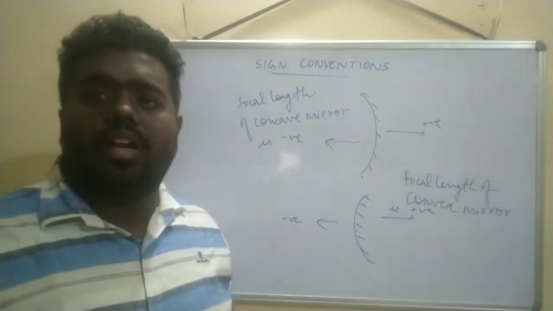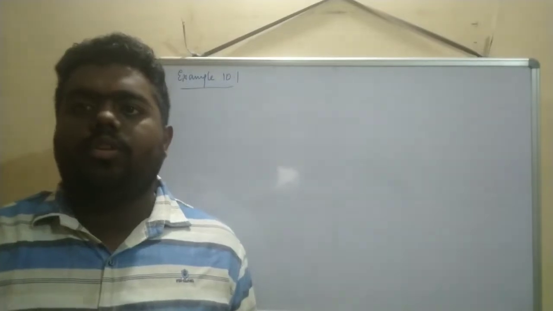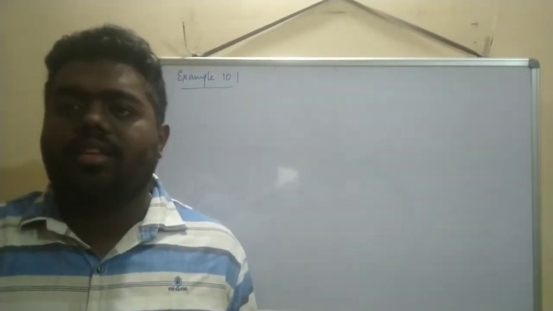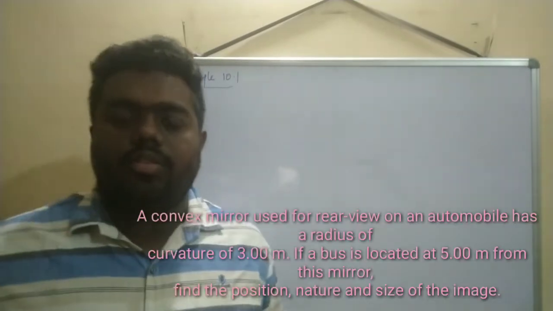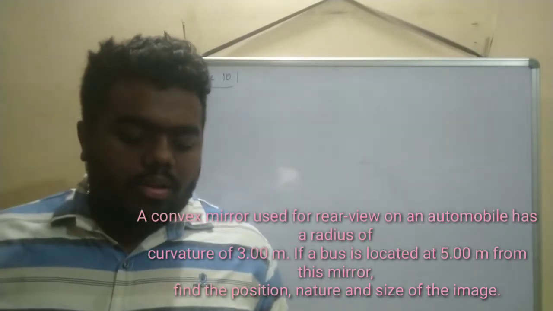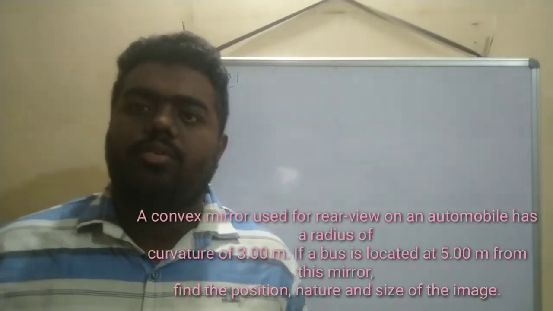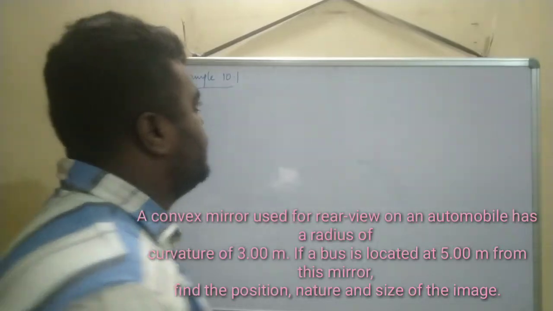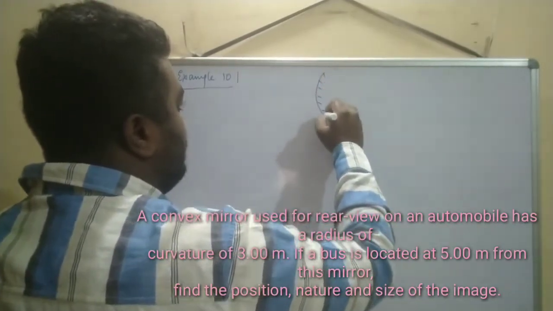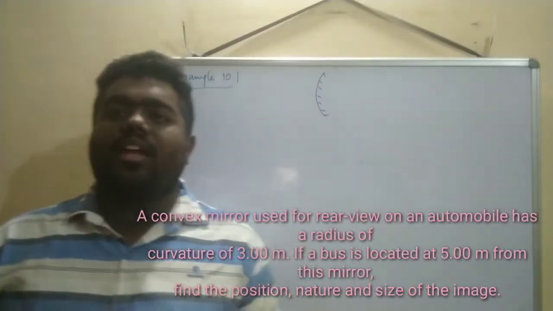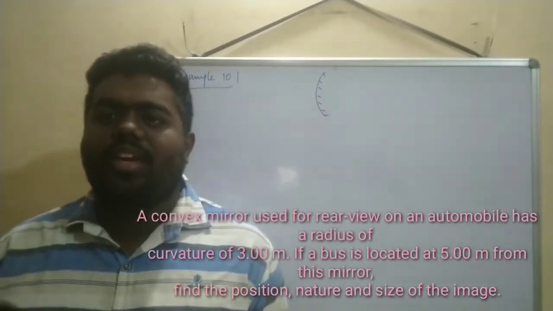Now we will start the numericals, okay. So let's move to the numericals now, okay, starting with the NCERT only. Example number 10.1, okay. Question is on your screen. A convex mirror, okay. So first we'll see what is convex mirror. We should know the conclusion that its focal length is positive, okay.